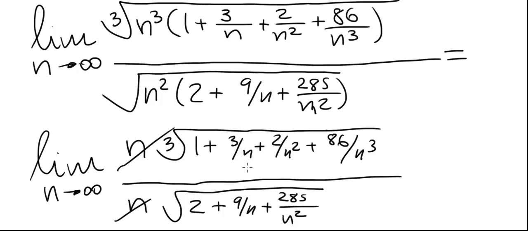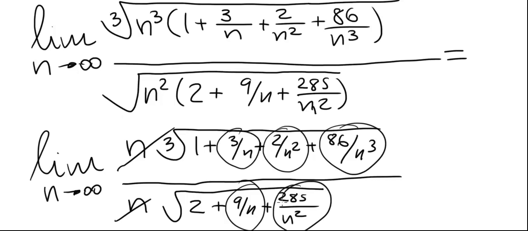Everything with a constant in the numerator and a power of n in the denominator goes to 0. So 3 over n, 2 over n squared, 86 over n cubed, 9 over n, 285 over n squared, they all go to 0. That leaves the cube root of 1 in the numerator, which is 1, and the square root of 2 in the denominator. So this limit is 1 divided by the square root of 2, which is clearly not equal to 0.